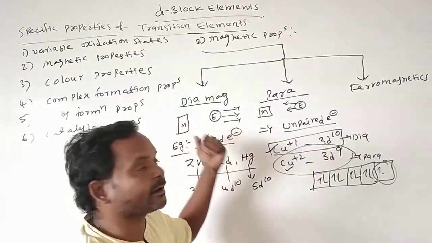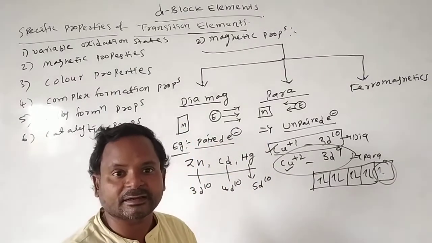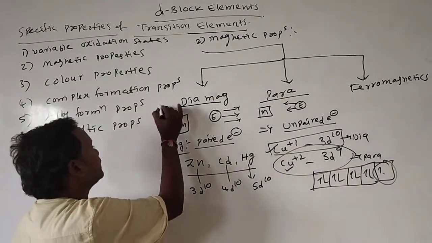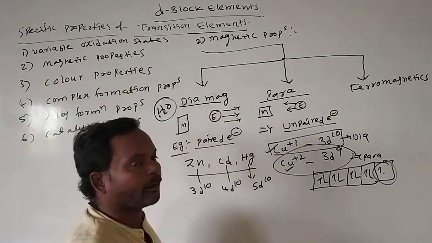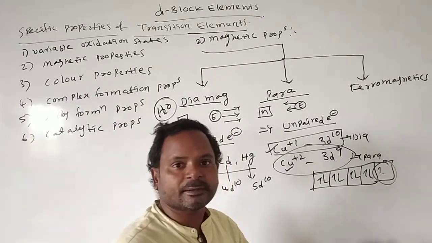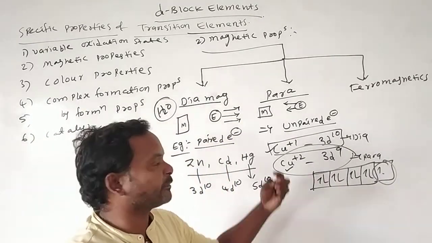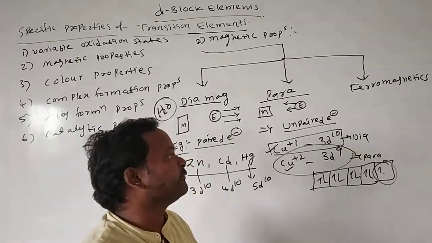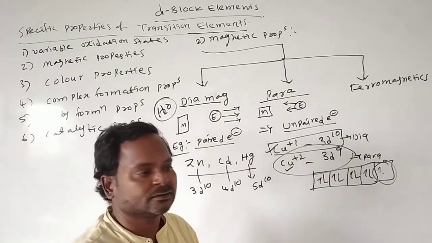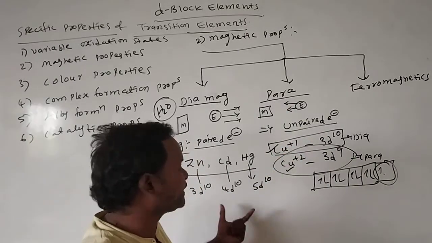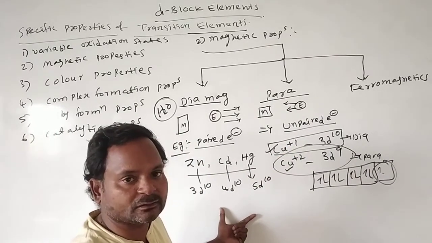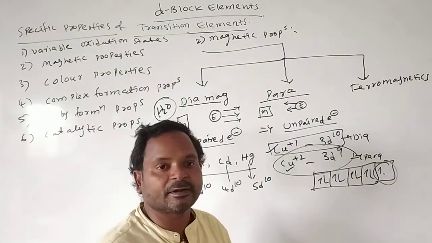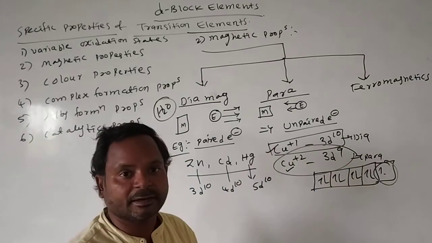Here, diamagnetic substance: water is also a diamagnetic substance. Water is one of the best examples of a diamagnetic substance. Iron is attracted more and more. That's why it is considered a ferromagnetic substance. The elements which have completely paired electrons exhibit diamagnetism. The elements which have unpaired electrons exhibit paramagnetism.